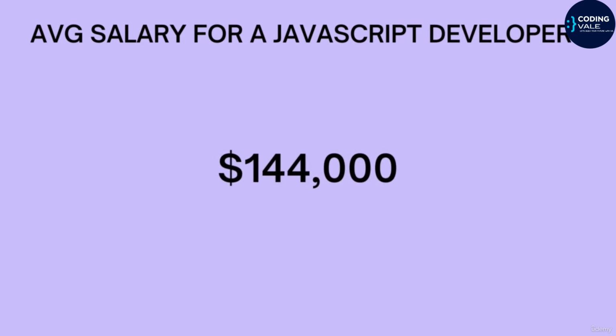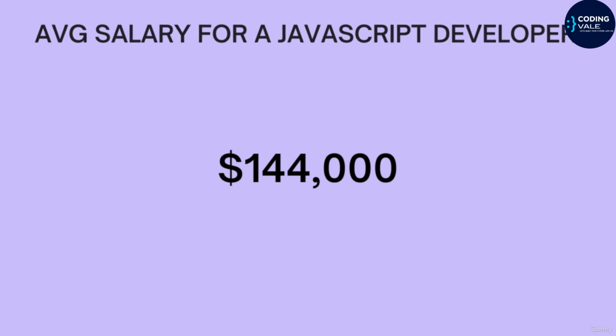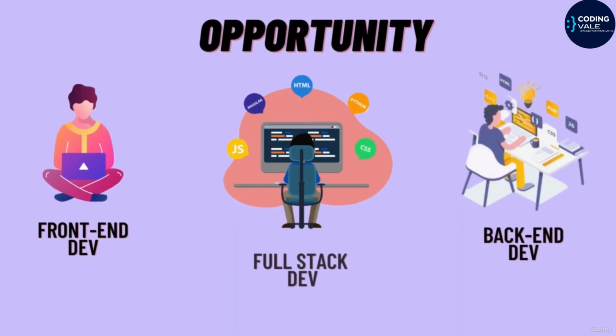And here is the average salary of a JavaScript developer in the United States. That is $72,000 a year. So, it is a great opportunity to get a good job learning JavaScript. You can work as a front-end developer, a back-end developer, or a full-stack developer who knows both the front-end and the back-end.